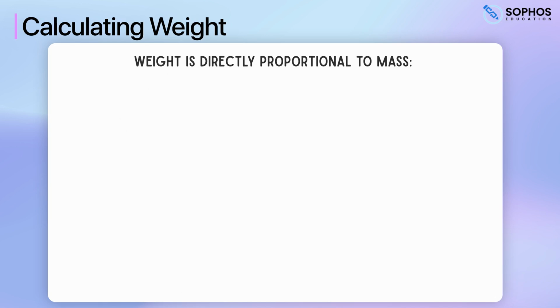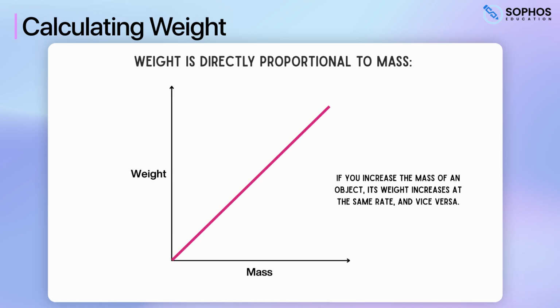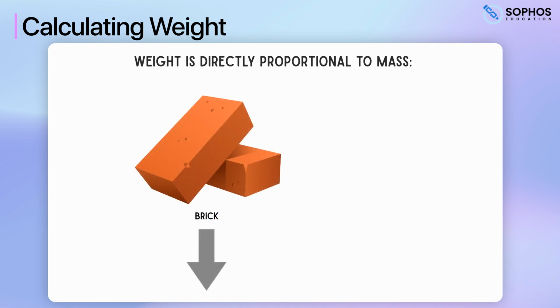Weight is directly proportional to mass. This means that if you increase the mass of an object, its weight increases at the same rate, and vice versa. For instance, a heavier object like a brick will exert a greater gravitational force than a lighter object like a pencil.